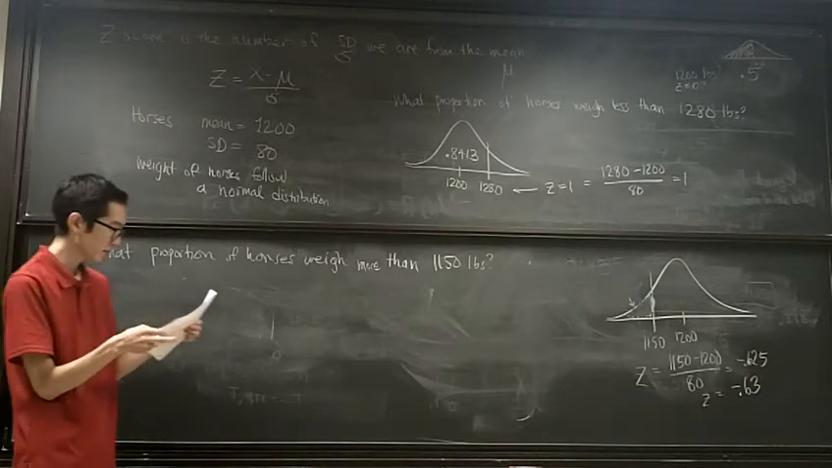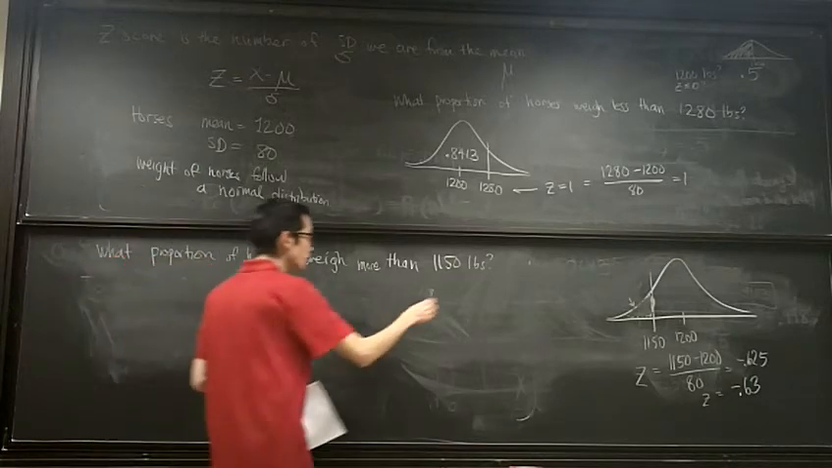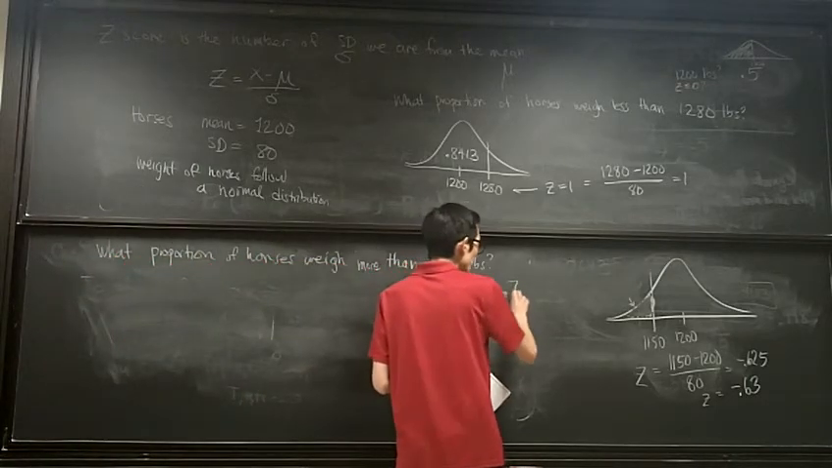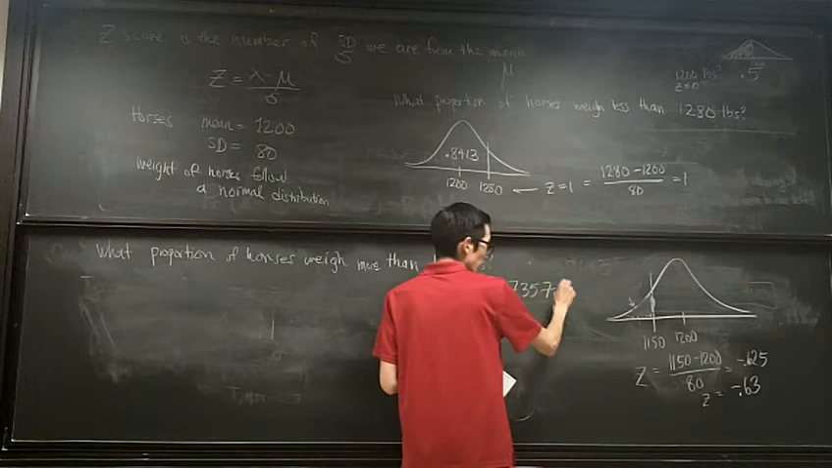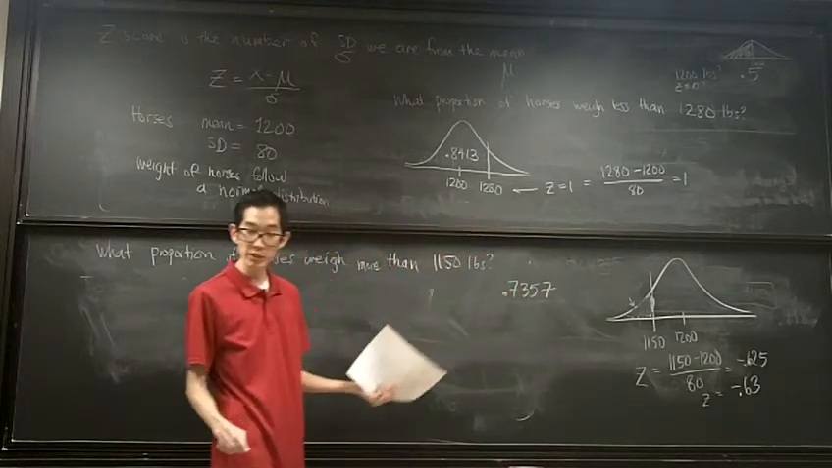Okay, go ahead and tell me. 0.7357. Yeah, 0.7357. Now, how did I get 0.7357? You can either subtract from 1. I would subtract from 1.